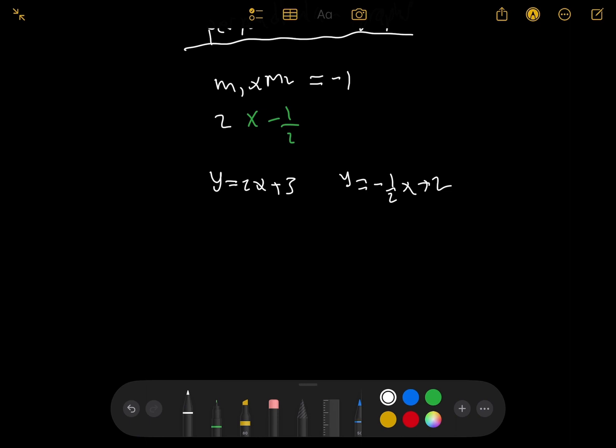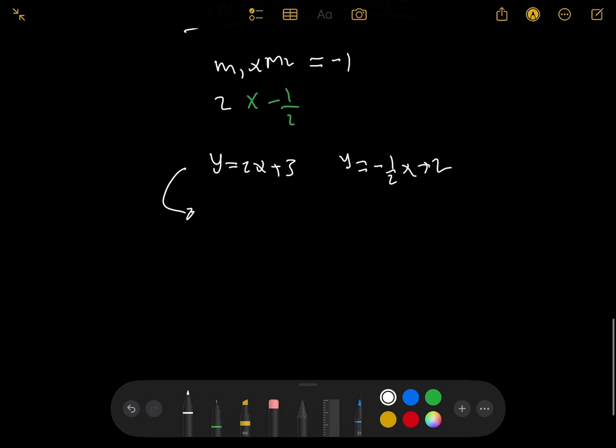Now, we also had a way of naming our graphs. Instead of calling it y equals 2x plus 3, we'd call it, for example, f of x, which is equal to 2x plus 3.